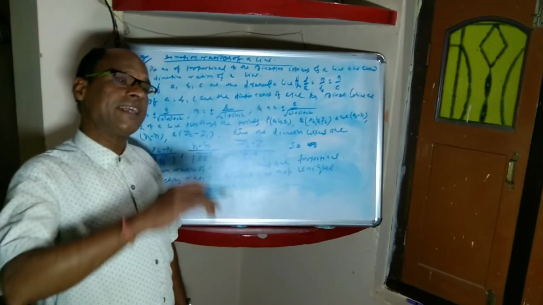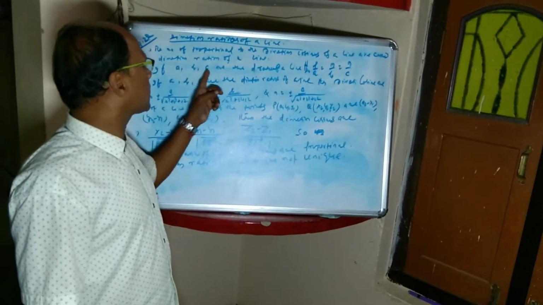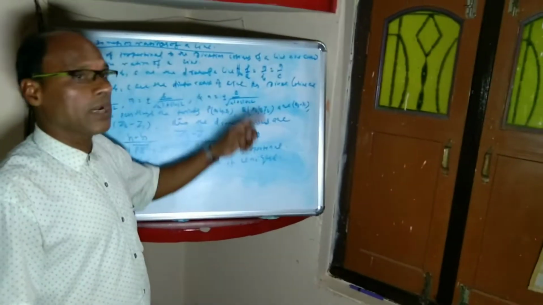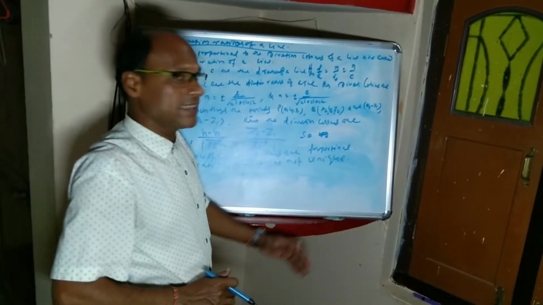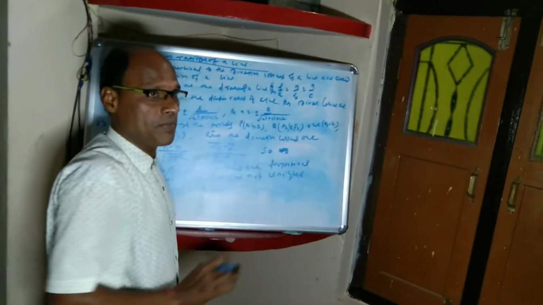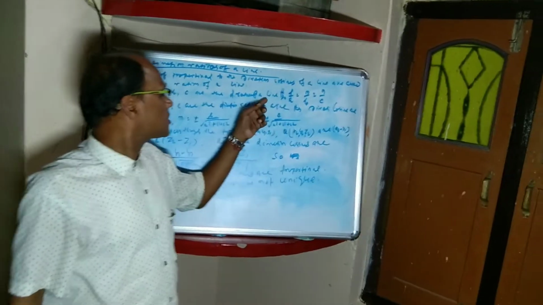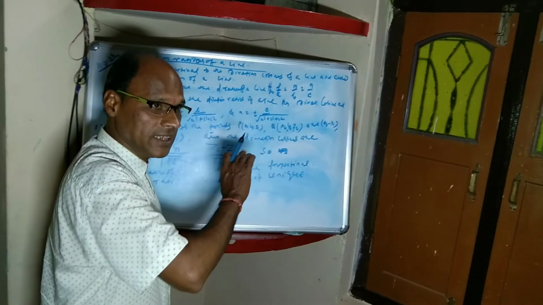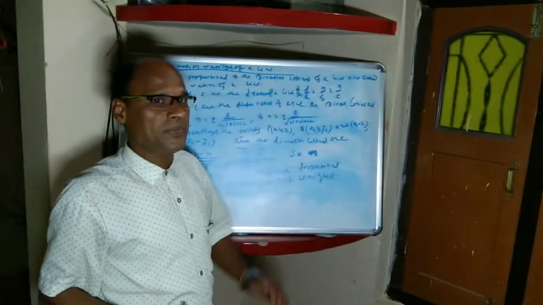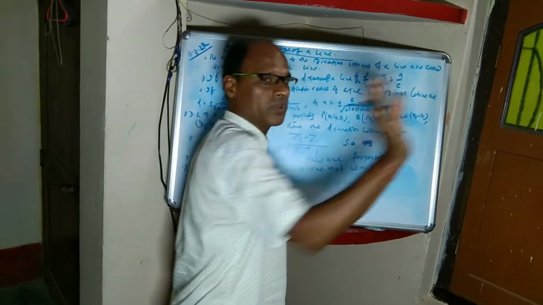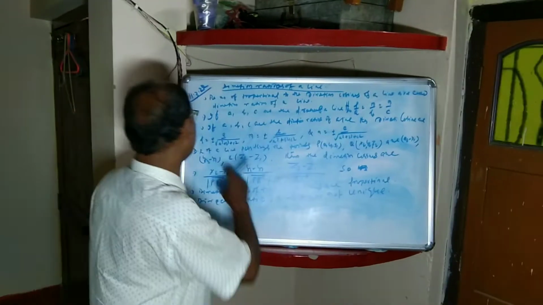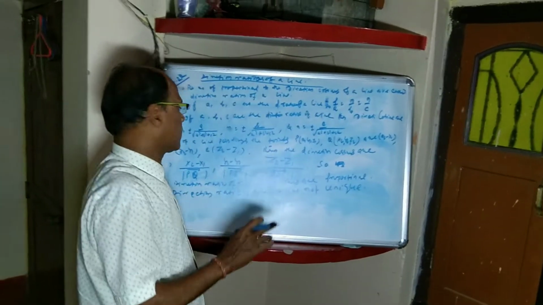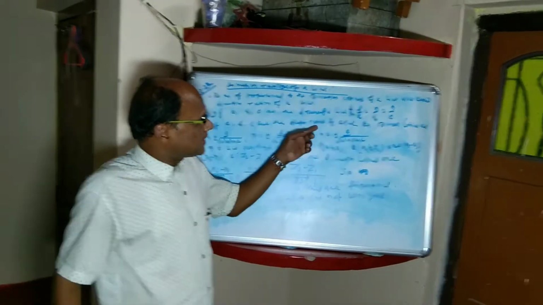If the direction ratios of a line are A, B and C, then the direction cosines are proportional to them: L by A is equal to M by B is equal to N by C, where L, M and N are the direction cosines and A, B, C are the direction ratios.